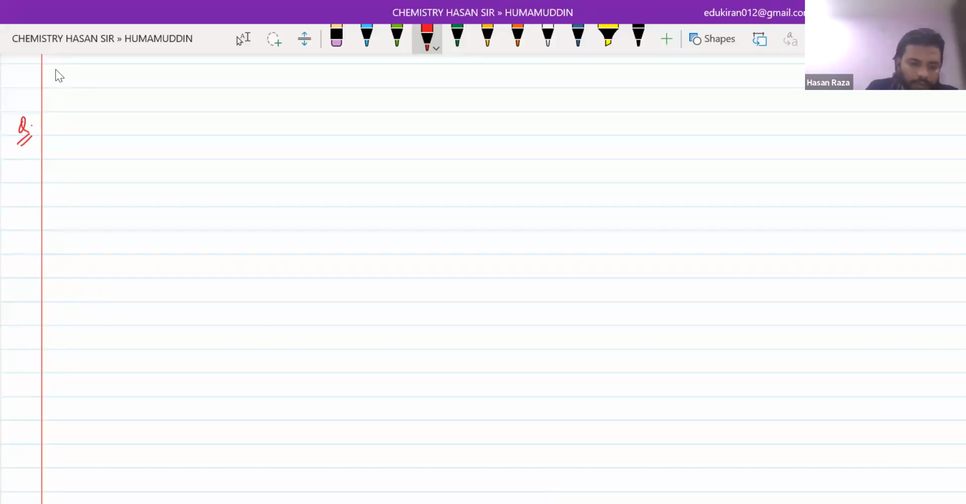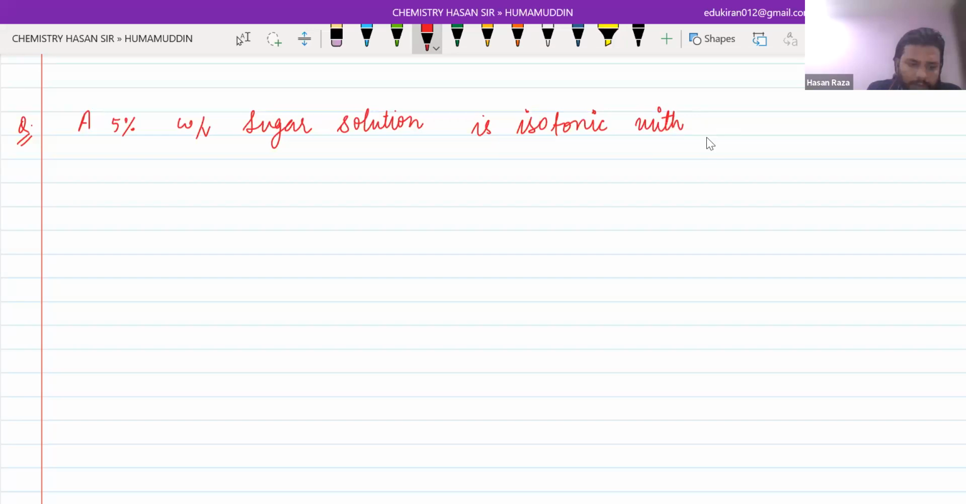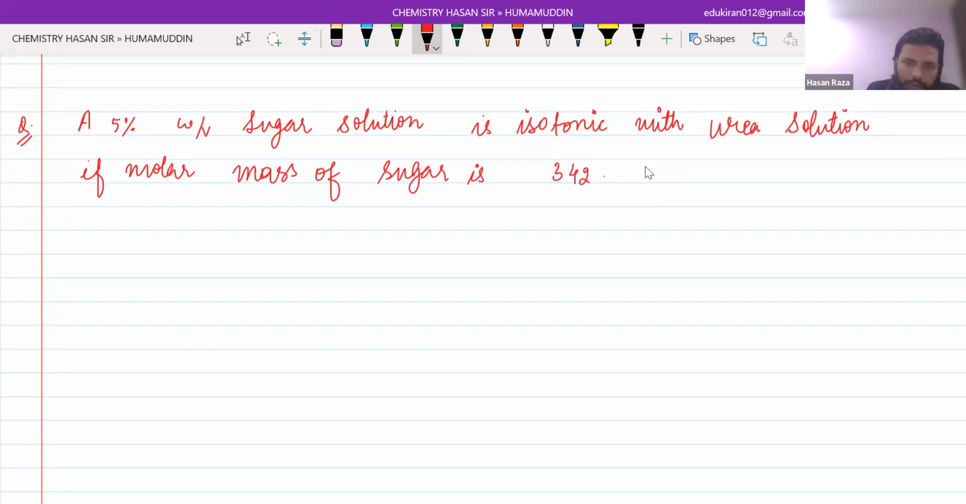Okay, so the question is, you can see: 5% weight by volume sugar solution is isotonic with the urea solution, if the molar mass of sugar is 342. Calculate the molar mass of urea.